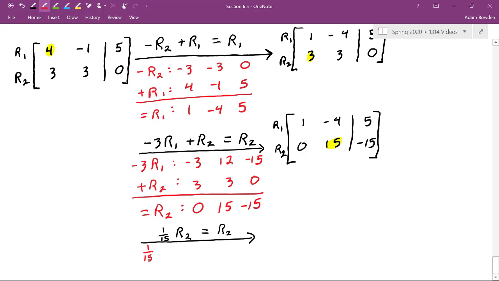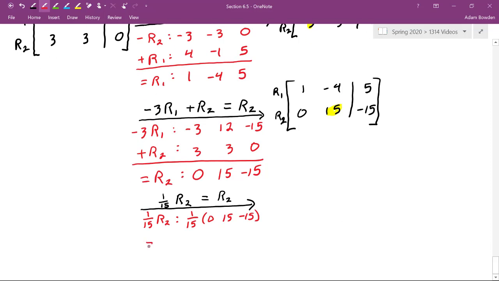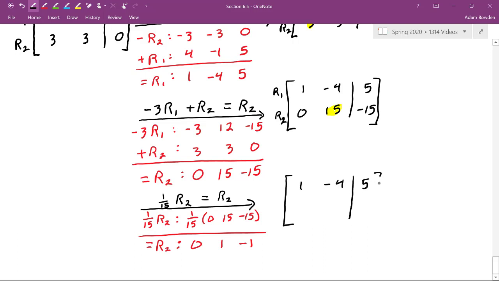So if I multiply 1 over 15 times row 2, we multiply 1/15 times 0, 15, and negative 15. That's giving us our new row 2, 0, 1, and negative 1. So now our matrix goes 1, negative 4, 5, and 0, 1, negative 1.